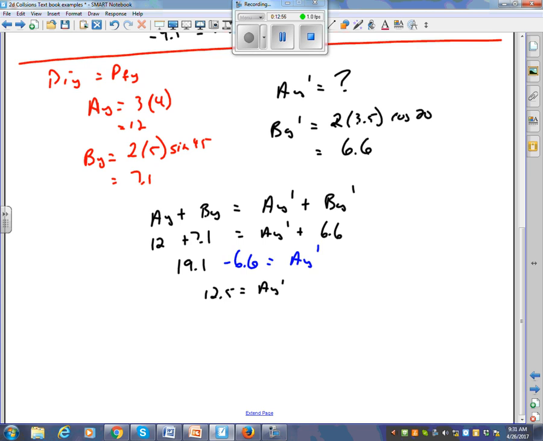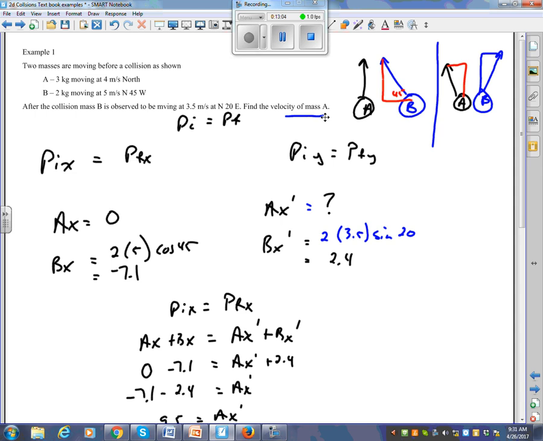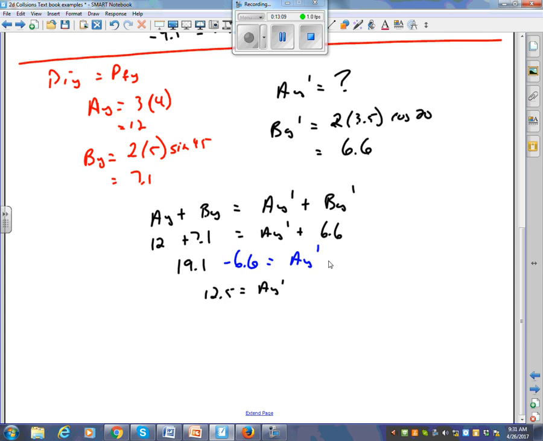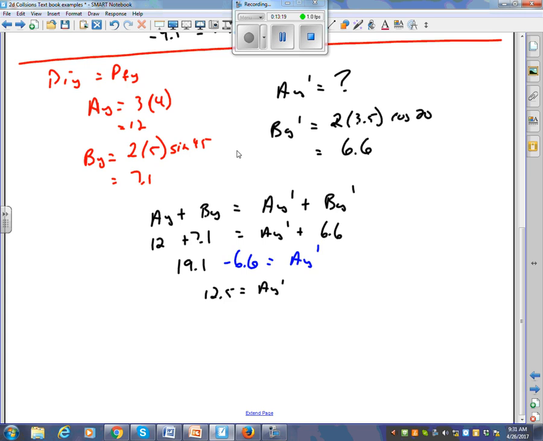Okay. Now what am I trying to find here? Let's go back. I'm trying to find the velocity of A after the collision. But before I can do that, I got to find the momentum of A after the collision. So I got to take my Ay prime and my Ax prime and add them together by vector components. So Ax prime is minus 9.5, so that's going to be left 9.5. And the Ay prime is up at 12.5. And this, my friends, is A prime right there.